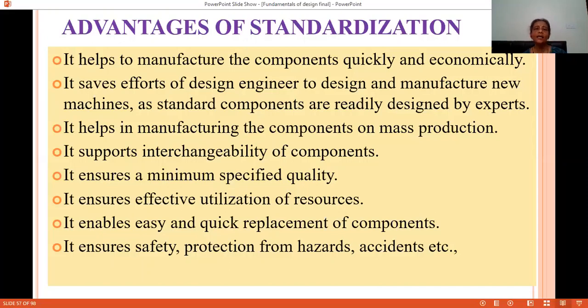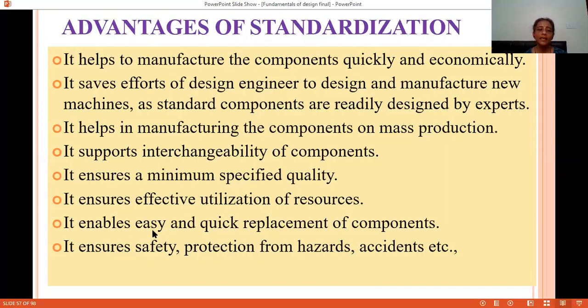Whenever standardization is followed, students, it ensures that a company is maintaining a minimum specified level of quality. Minimum. I am not saying that the company is maintaining 100% quality. Minimum quality can be 90%, 95%, or 98% also. But the company can give assurance to their customers about a certain level of quality. Whenever there is standardization in the industry, all resources will be properly utilized. There is effective utilization of the resources, which I said two minutes before.